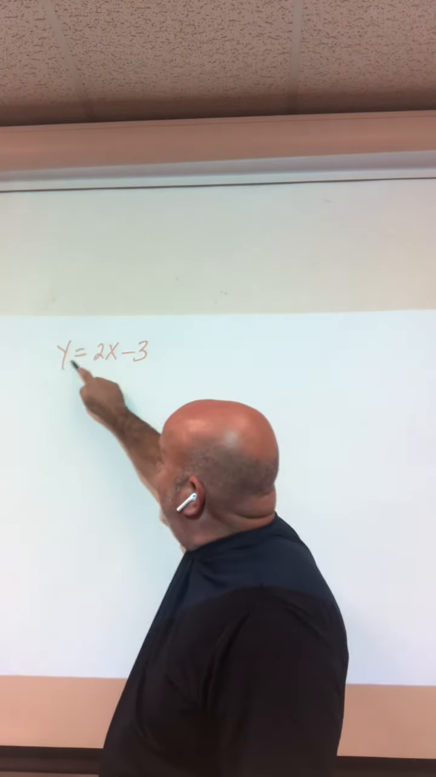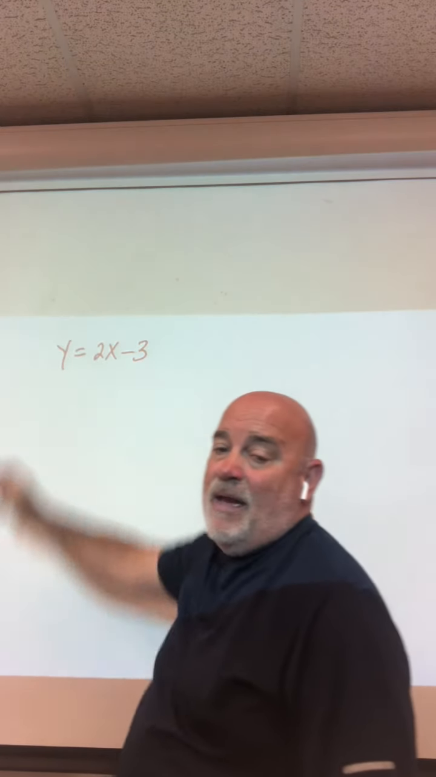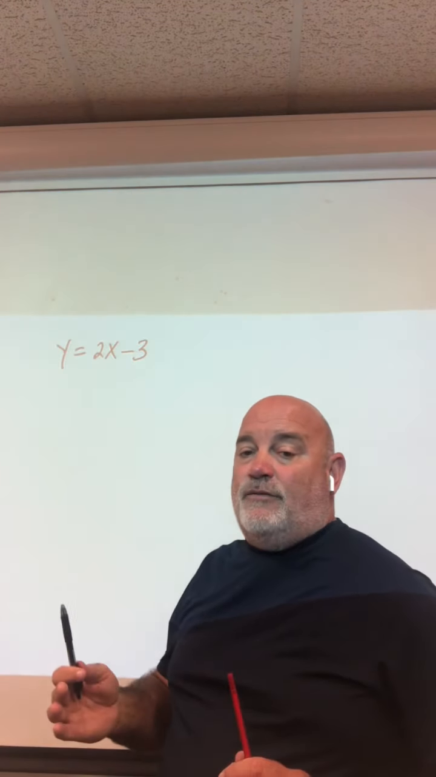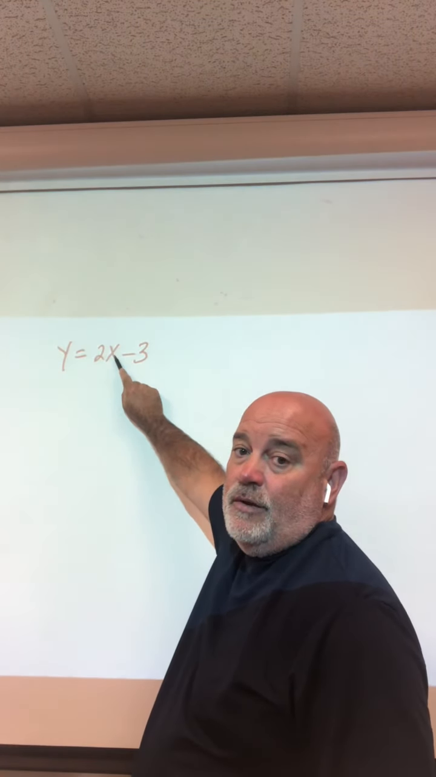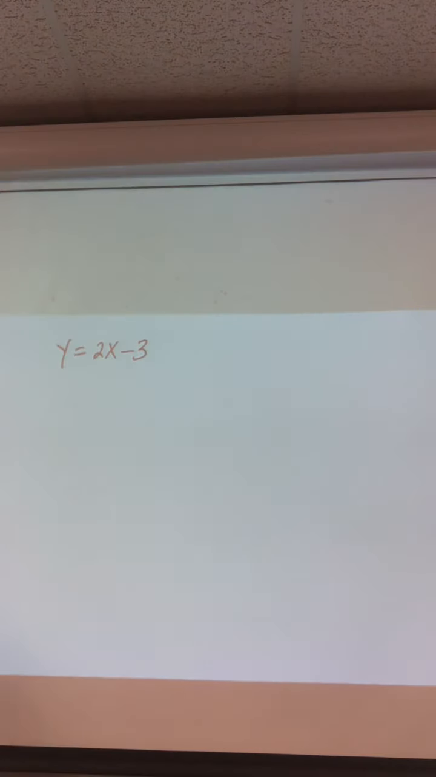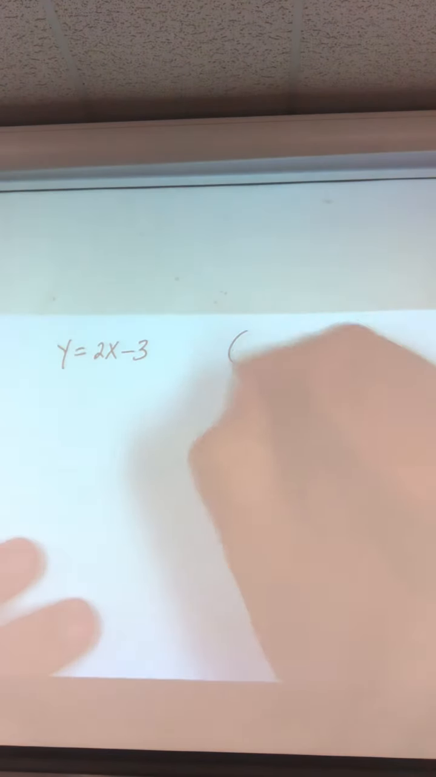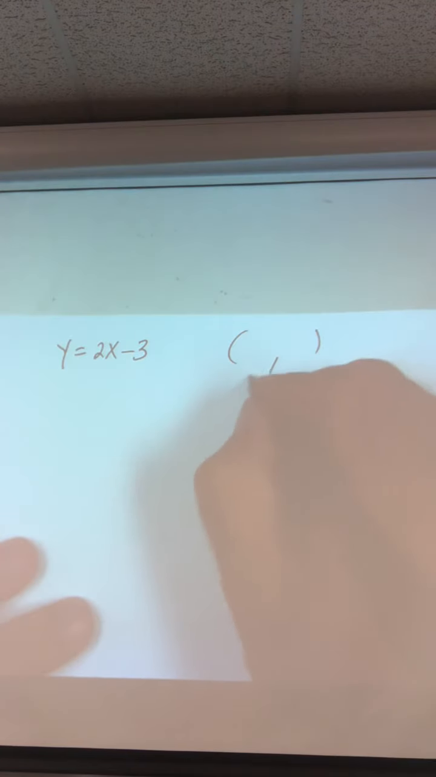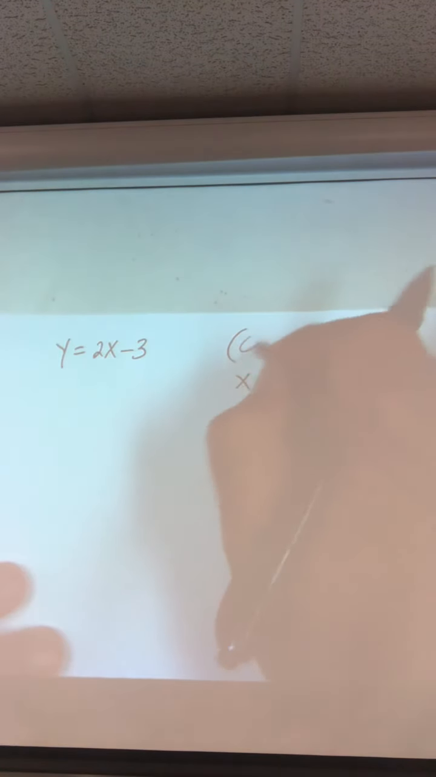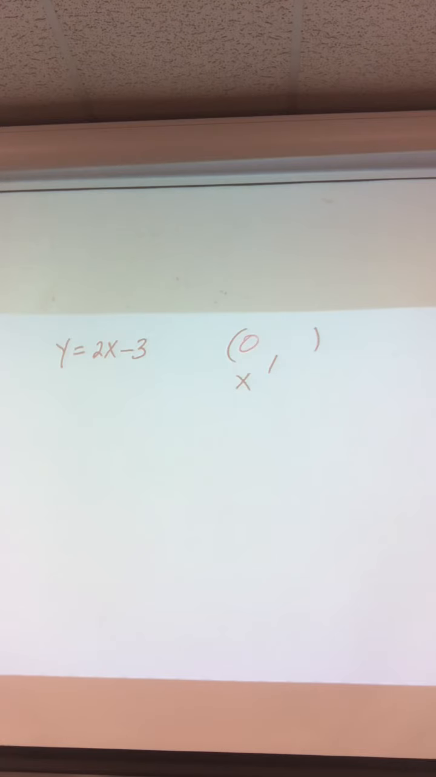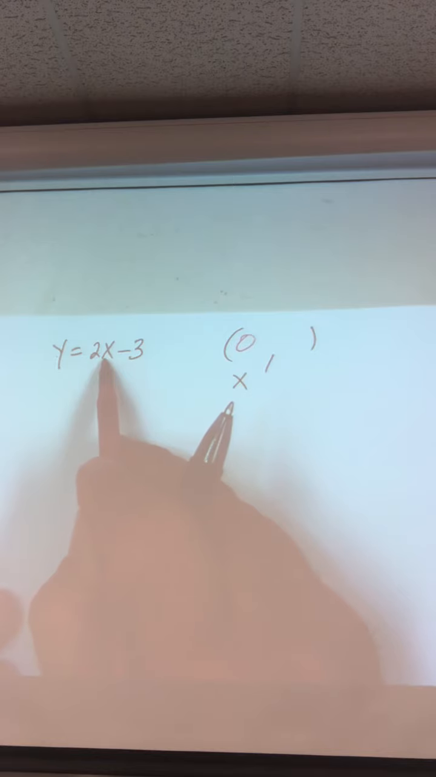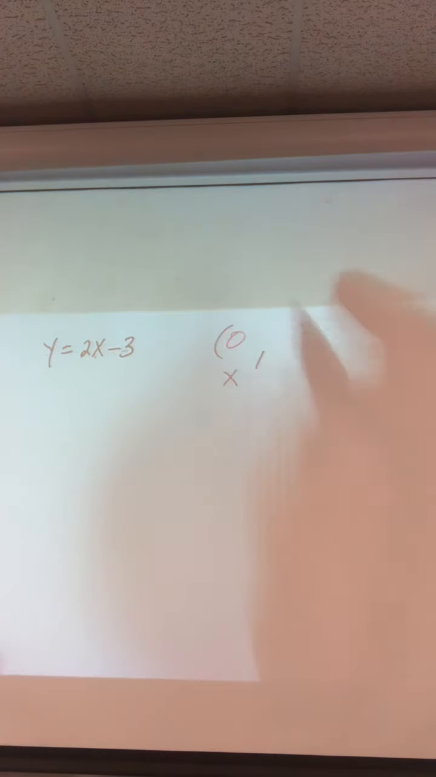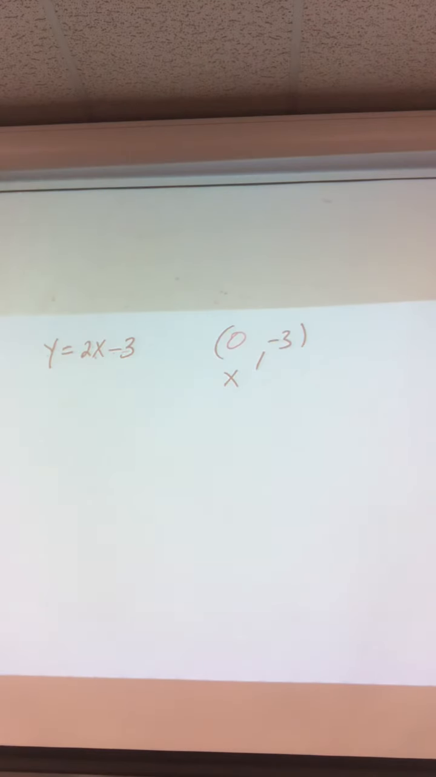If this letter right here is on the side by itself, it makes it easier to graph because here's all you have to do. Choose numbers for the letter that's over here. Let me show you how quick this is to do. Let's suppose I let x be 0. Now I can do it in my head. Watch. Y equal, what's 2 times 0? 0. And what's 0 minus 3? It's -3. I'm done.